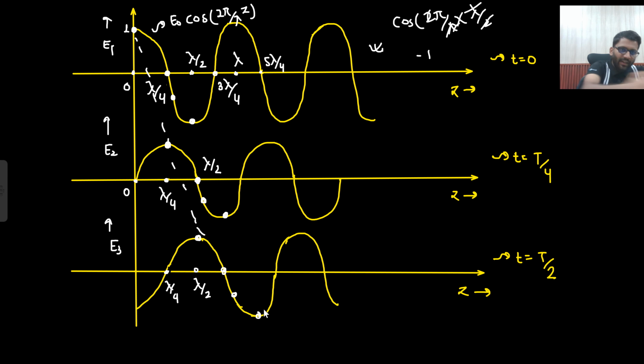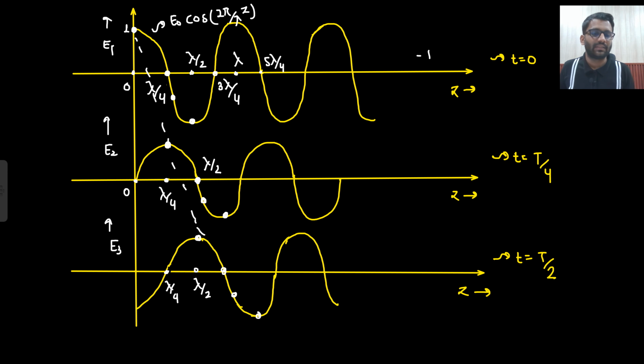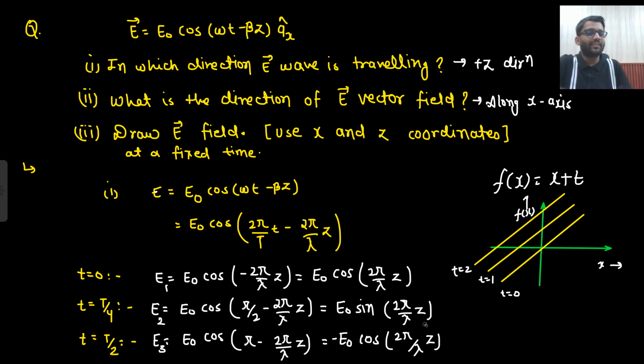So the complete waveform is moving towards the positive z axis. That's why we said that it is walking around the positive z axis. So the wave is traveling around the positive z axis. Did you understand this point?